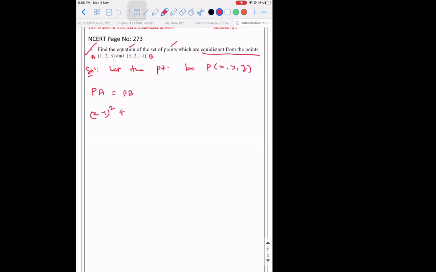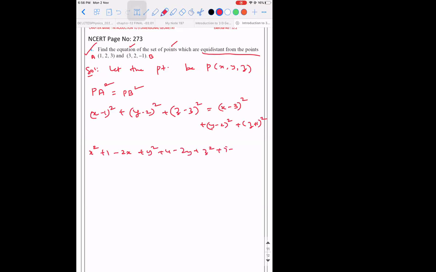So x minus 1 the whole square plus y minus 2 the whole square plus z minus 3 the whole square is equal to x minus 3 the whole square plus y minus 2 the whole square plus z plus 1 the whole square. So I've removed the square root because we can say PA square is equal to PB square, squaring on both the sides. So we get x square plus 1 minus 2x plus y square plus 4 minus 2y plus z square plus 9 minus 6z is equal to x square plus 9 minus 6x plus y square plus 4 minus 4y plus z square plus 1 plus 2z.